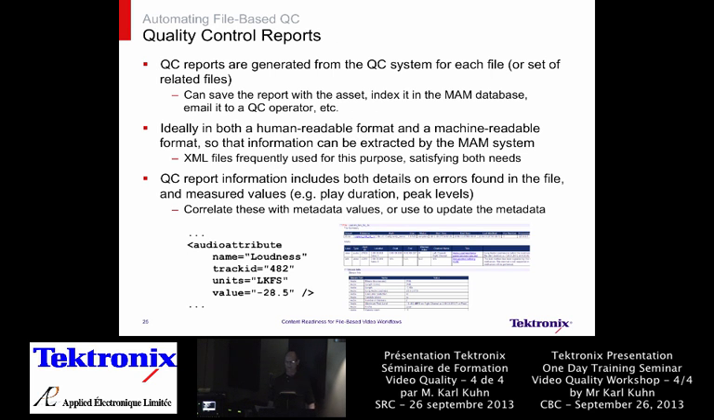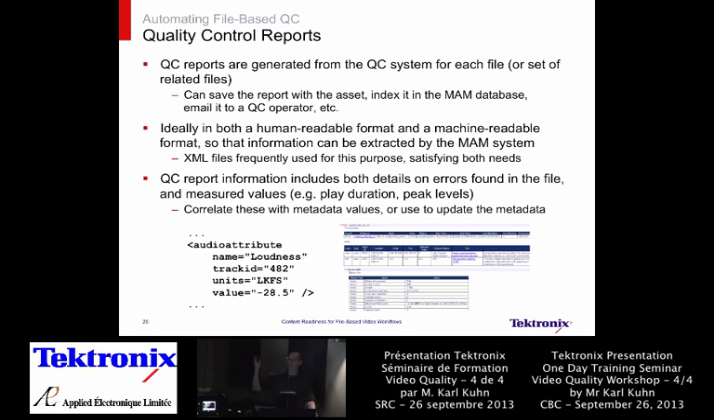QC reporting. I need something that is human readable and machine readable. If something is pass, something is fail, the MAM, the Media Asset Management System, needs to make determinations. Do I copy it? Do I quarantine it? Do I move it? What do I do with it? Who gets notified if it's pass or fail? That all needs to be machine readable.